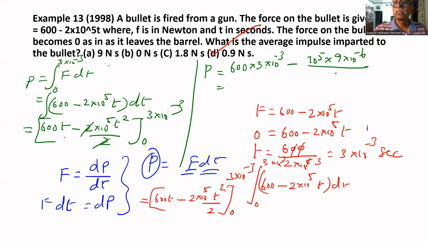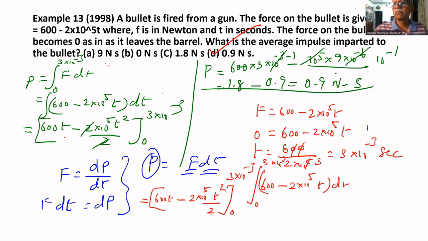So, this is 10 power minus 3 means 2 0 cancelled, minus 1 is there, 1.8. Minus 10 power 5, 10 power 6, 10 power minus 1 is there, 9 means 0.9. Therefore, 0.9 Newton second. Therefore, D is the answer.